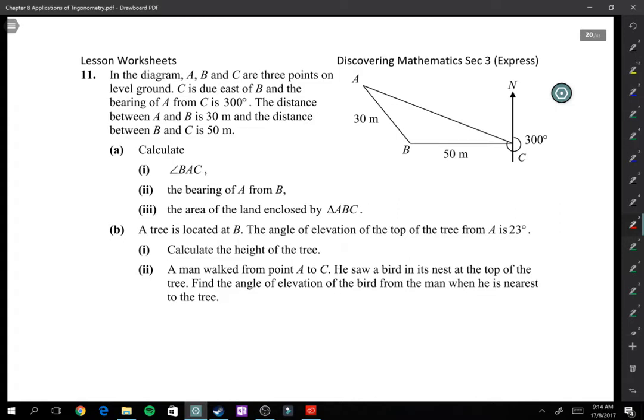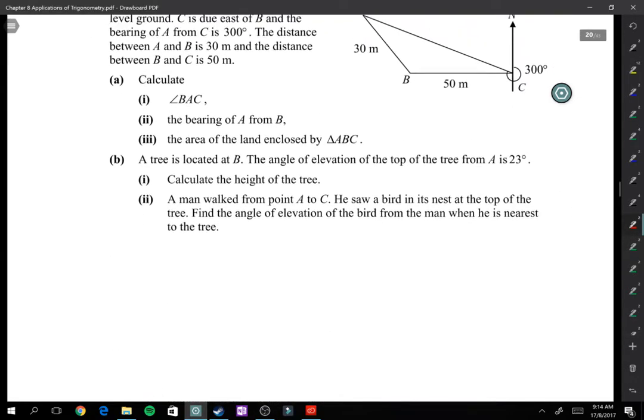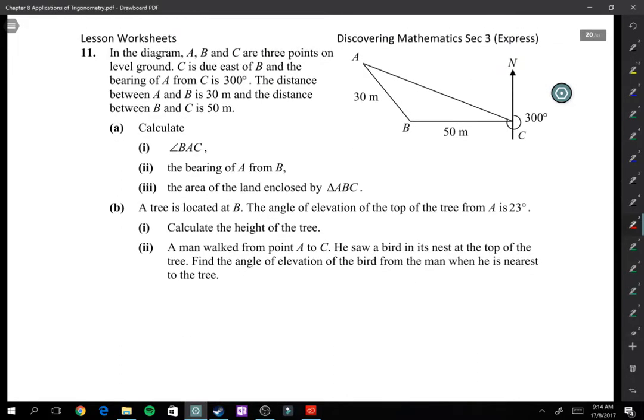So let's continue from here. We are on page 20 now. If you all need to read the question for 30 seconds, you all can pause the video here. You all may want to pause the video at this point, and then after that, when you're ready, you all can play the video again.